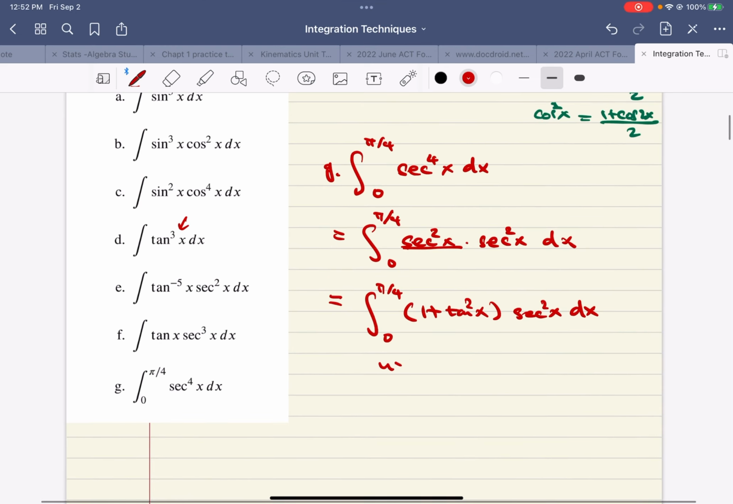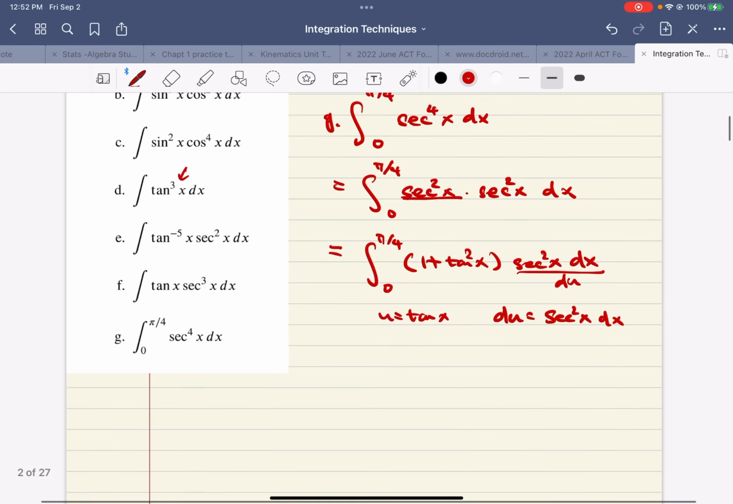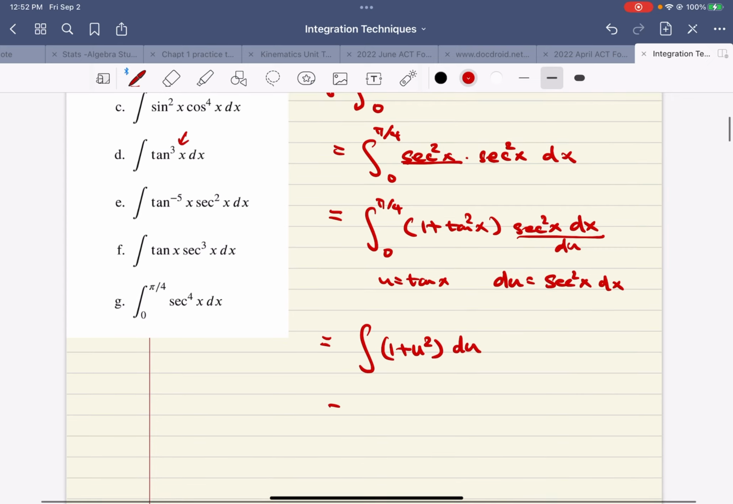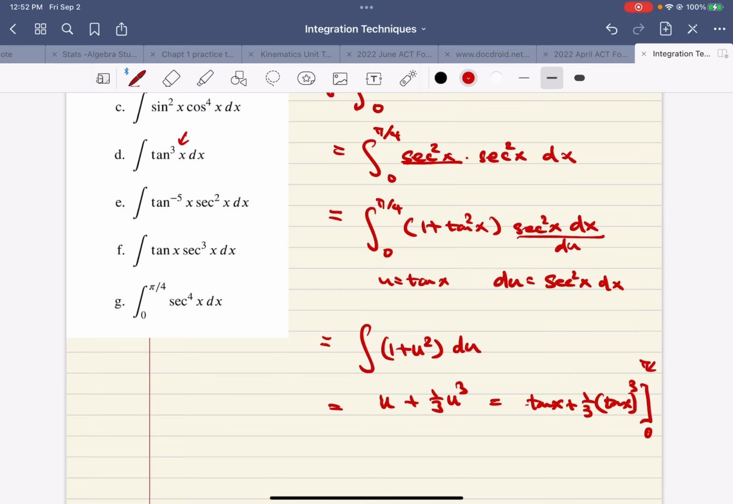So let's say u equals tangent x. Then du is secant square x dx. So we know this is du. So that will be the integral of 1 plus u square, and then du. Okay, so when you take the antiderivative, u plus 1/3 u cube. You substitute back, so tangent x plus 1/3 tangent x cube between 0 and pi over 4. Since I substituted back, you don't have to change the limits. Still 0 to pi over 4.